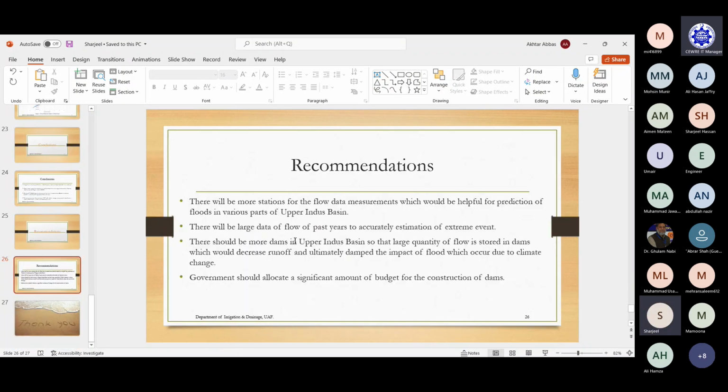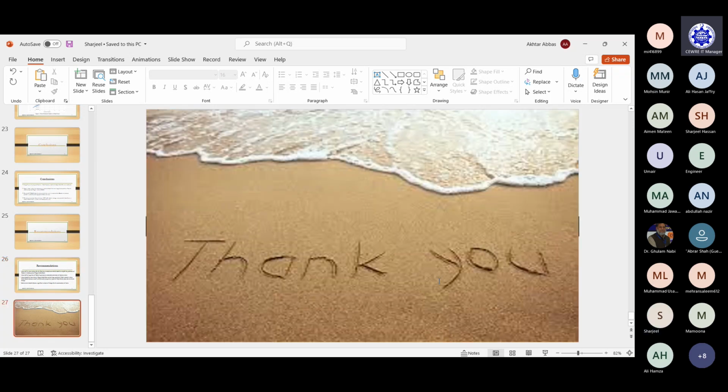Recommendation. There should be more stations for flow data measurement, which would be helpful for prediction of floods in various parts of Upper Indus Basin. Also, there should be a large dataset of flow of past years to accurately estimate extreme events. There should be more dams in Upper Indus Basin so that a large quantity of flow is stored in dams, and the impact of floods could be reduced by storing the excess water or overflow water. Government should also allocate a significant amount of budget for construction of dams.